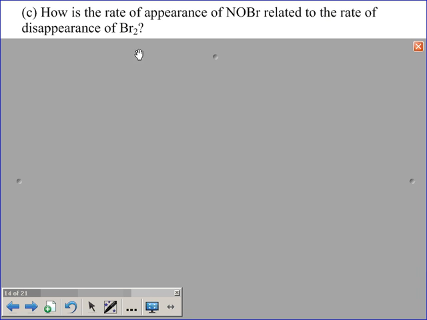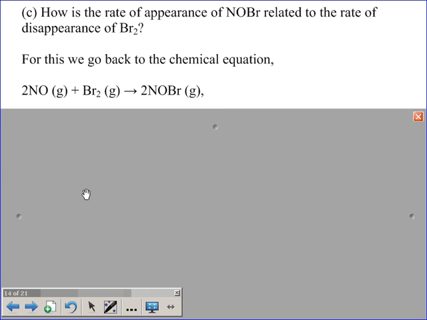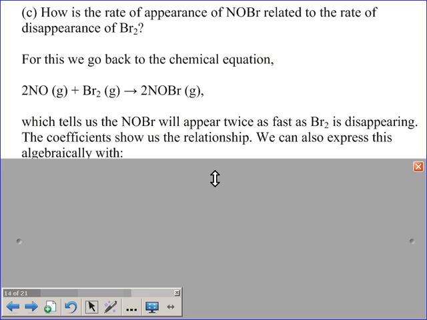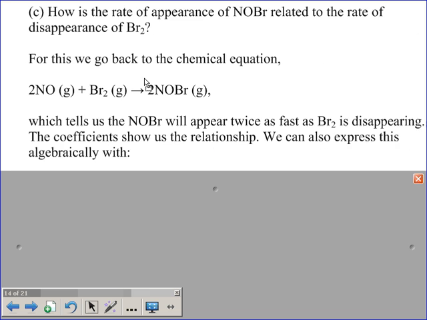Now, here's the part where we have to think a little bit. How is the rate of appearance of NOBr related to the rate of disappearance of Br2? We cannot use the rate law for this one. We have to go back to the chemical equation. In the chemical equation, these two are disappearing. So as these two disappear, this appears. For every 1 Br2 that disappears, 2 NOBr show up. So the coefficients tell us that this will show up twice as fast as this is disappearing.